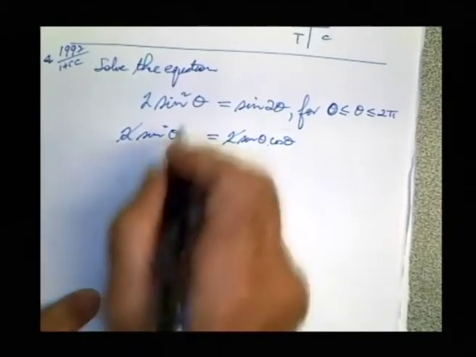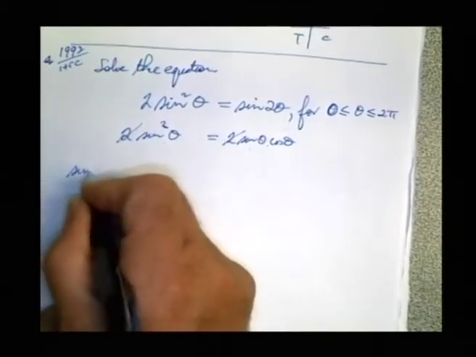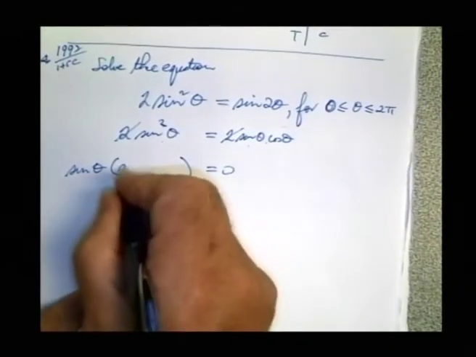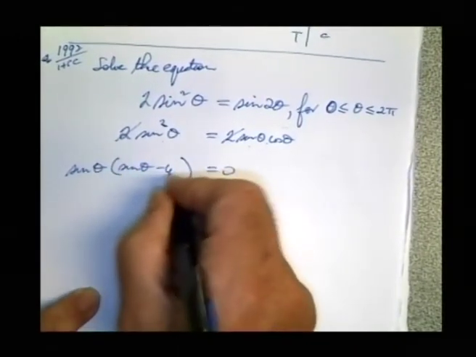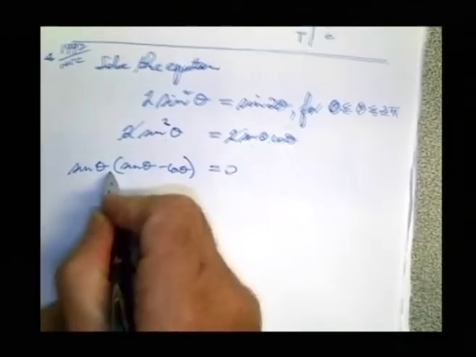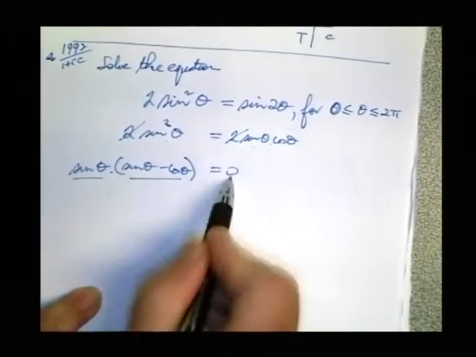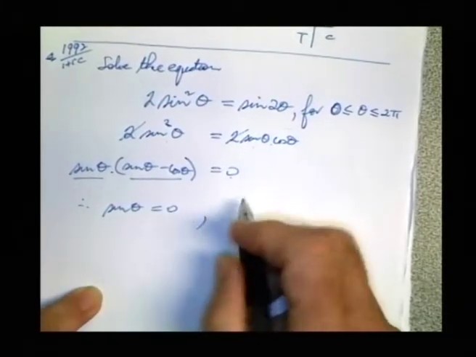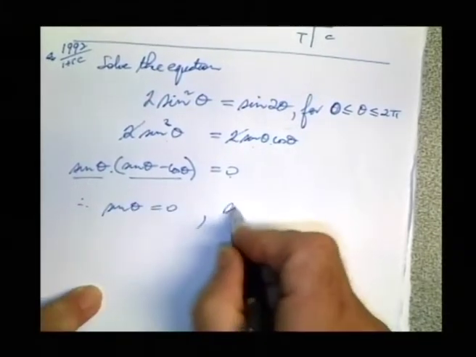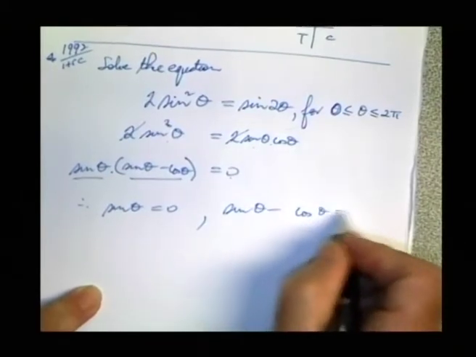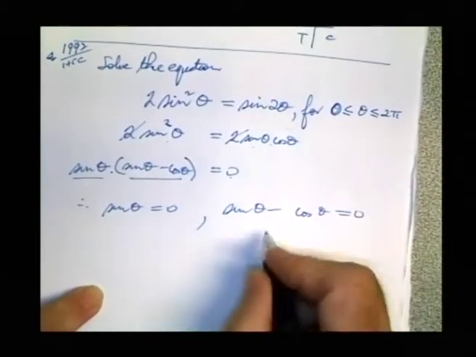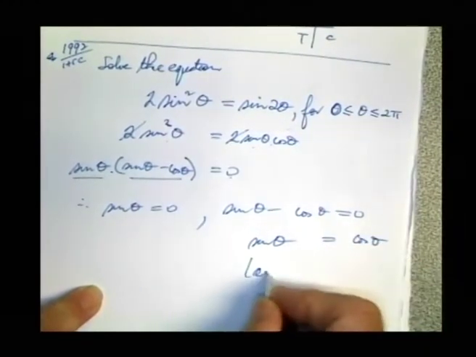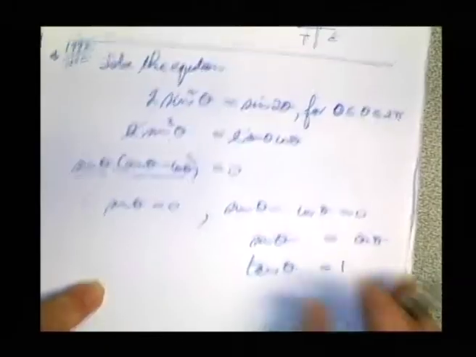Take that over the left-hand side, and you'll find that sine theta into sine theta minus cos theta. So now you've got a product, that by that is equal to naught, so therefore sine theta is equal to 0, or sine theta minus cos theta is equal to 0, which means sine theta is equal to cos theta, and dividing both sides by cos theta means tan theta is equal to 1.